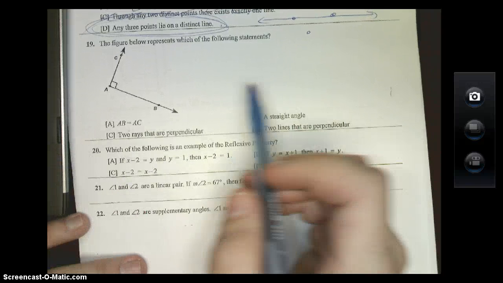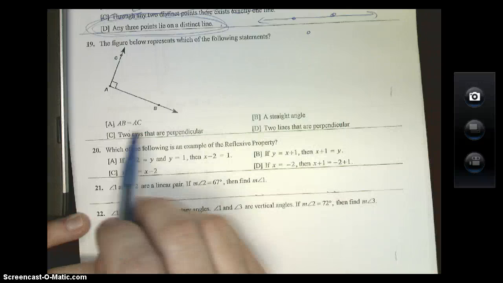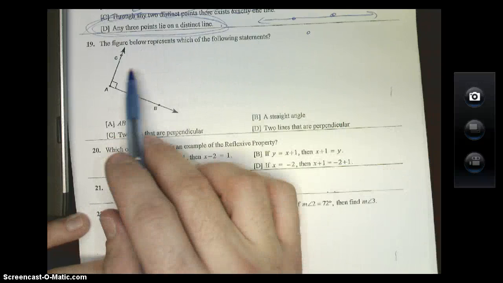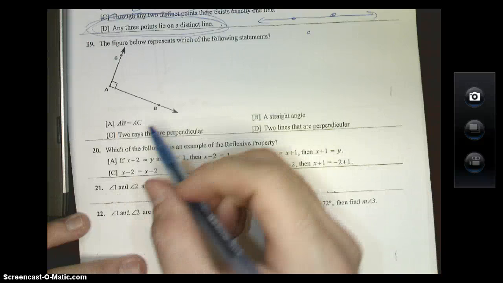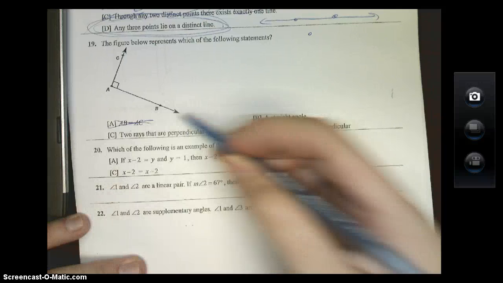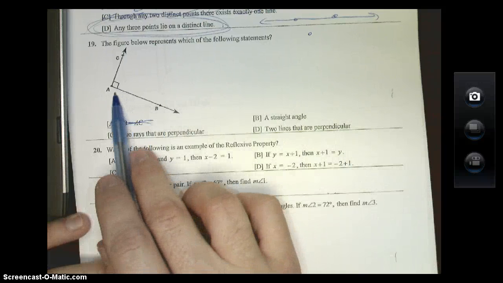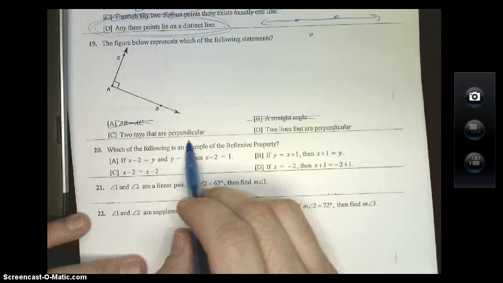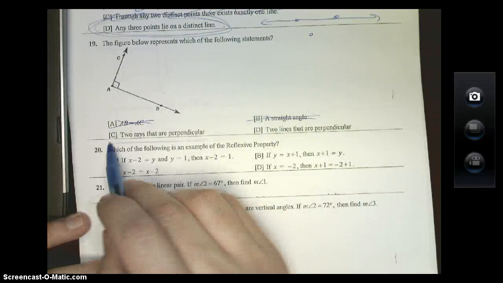Number 19, the figure below represents which of the following statements. All right, well, we have 2 rays, ray AC and ray AB. It's saying this one's verifying true, so AB equals AC. Just by looking at this, you can clearly see these are not the same. That's false. Straight angle, no possible way. Straight angle, again, is just a straight line. 2 rays that are perpendicular. This one's intriguing me. I'm going to let that one go for now.